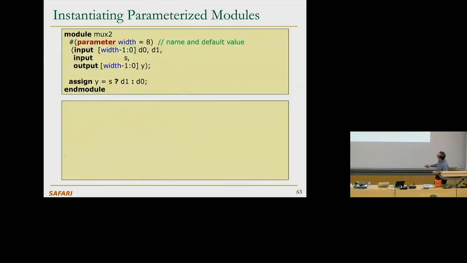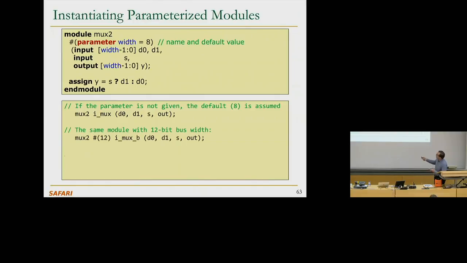So let's take a look at an example. This is our module. And if you use the default parameter, you don't need to specify the parameter. If you want to have a 2-input mux, where each input is 12 bits, this is how you instantiate it. It's a bit cumbersome, but that's the syntax Verilog folks chose.